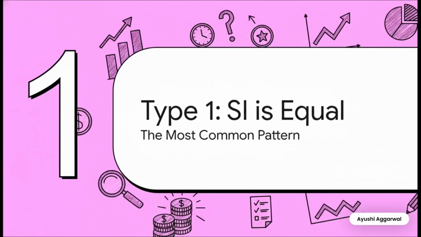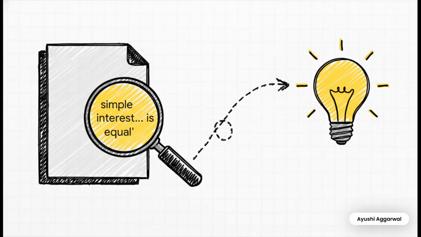Let's kick things off with type 1. Seriously, this is probably the most common simple interest pattern you are ever going to see, whether it's for an SSC, banking, or railway exam. This one's a classic. Now, the secret to being fast isn't just knowing the formula, it's knowing when to use it. You need to look for this exact phrase: simple interest is equal. The second you see that, a light bulb should go off in your head. That's your signal, your green light, to use the shortcut we're about to cover.